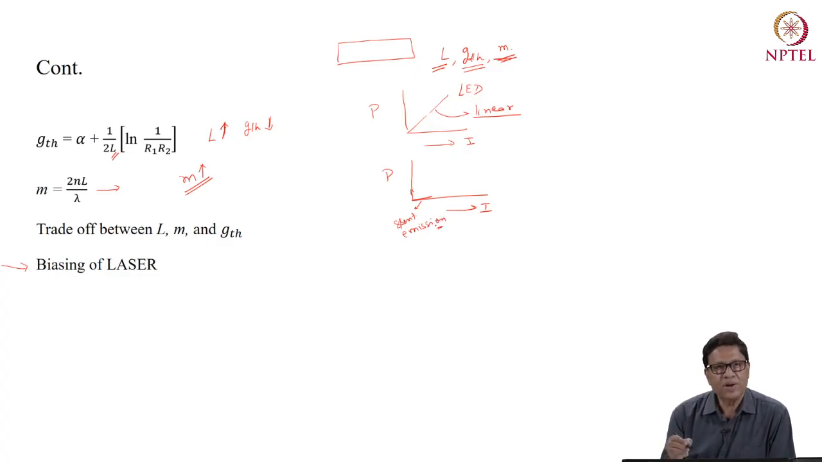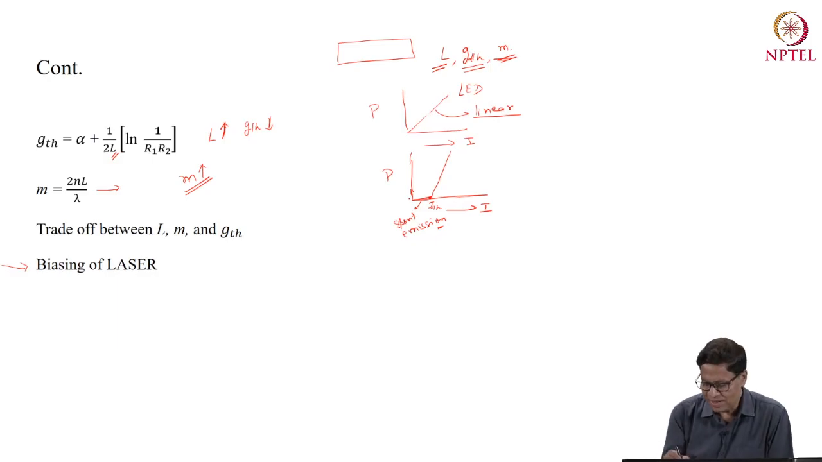As soon as you are able to achieve the population inversion, the stimulated emission kicks in. And as soon as the stimulated emission kicks in, there is a sharp increase in power. So there is some threshold, ITH. After that, there is a sharp increase in power. So this is a typical characteristic of a laser diode. It's a threshold device. After a certain threshold, there is an increase in the power, whereas in the case of LED, it was almost linear. So now when you are using this laser diode, where should I bias my laser?